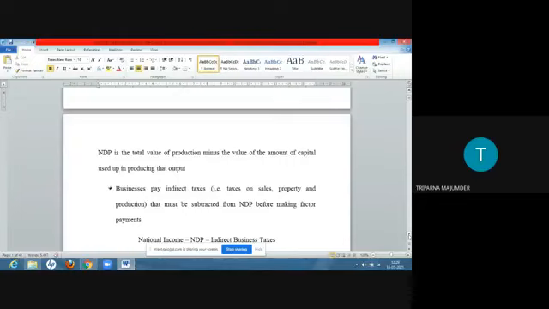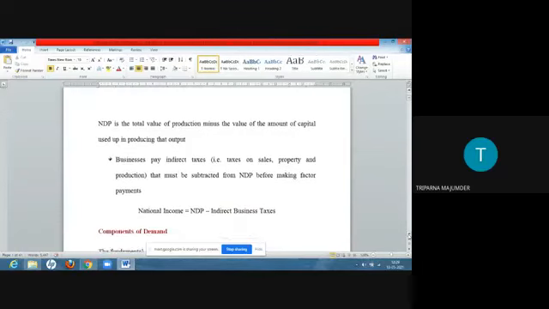That is, national income is equal to net domestic product minus indirect business taxes. Now, what are these business taxes? Taxes on sales, property, production, etc. These have to be subtracted from net domestic product to get national income. So while going from GDP to national income, firstly we have to deduct depreciation and then indirect business taxes, then only we can get national income.